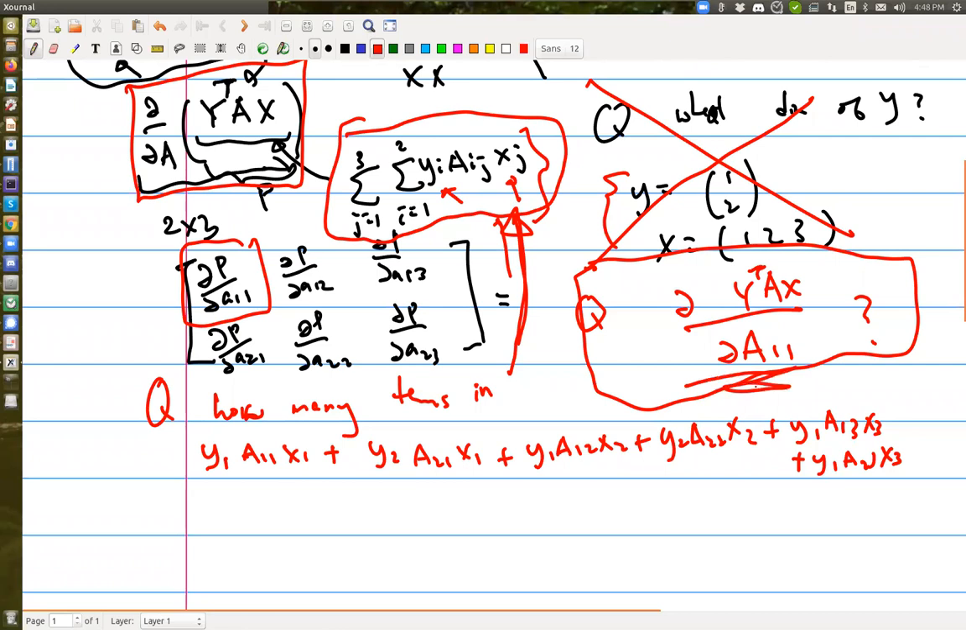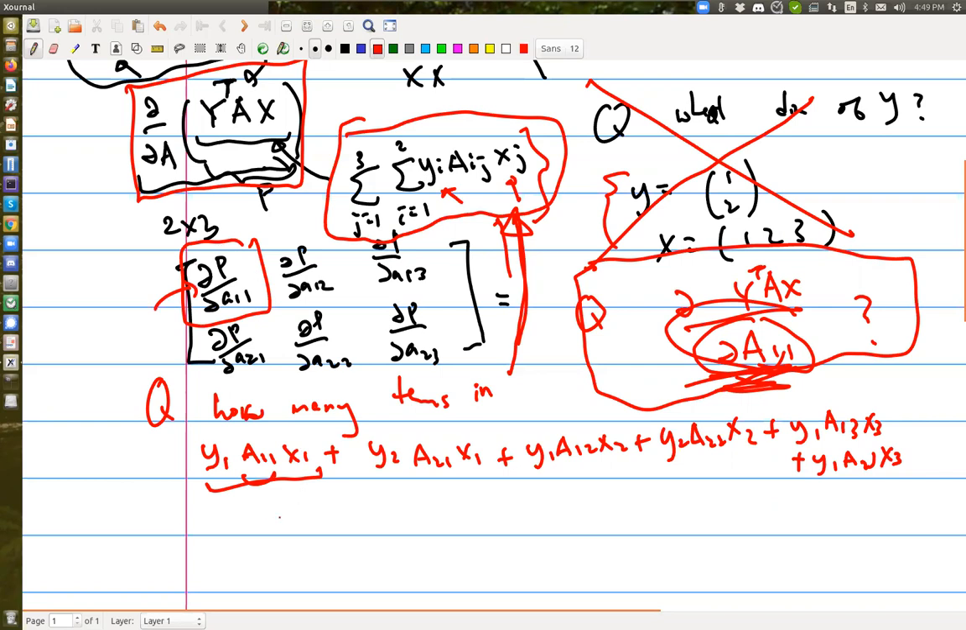So what's this? Now if I expand this, can I go back to the earlier question? Was this one here? Yes. So this is just x1 y1, or y1 x1, because I only have this term here. This term depends on A11; all the other terms do not depend on A11. If I take the partial derivative with respect to A11, I'll just get y1 x1. Therefore this one is y1 x1.